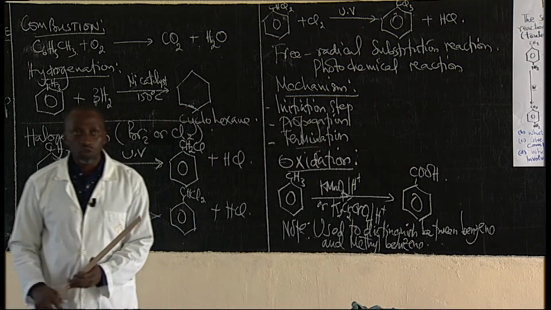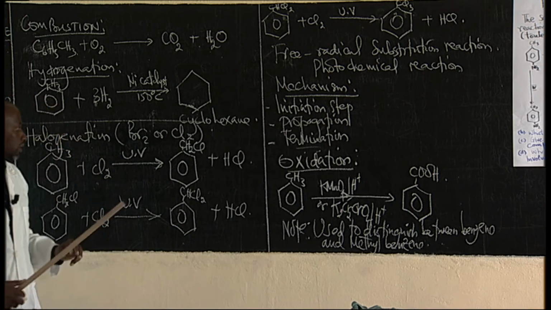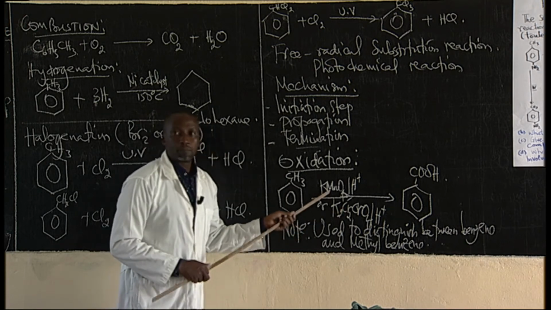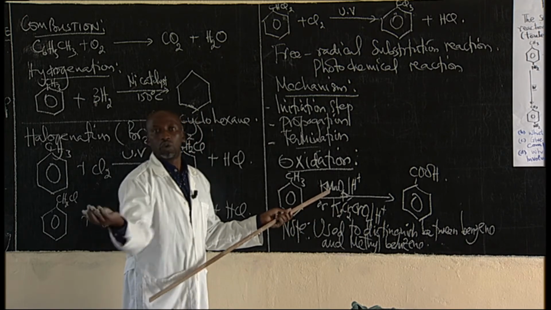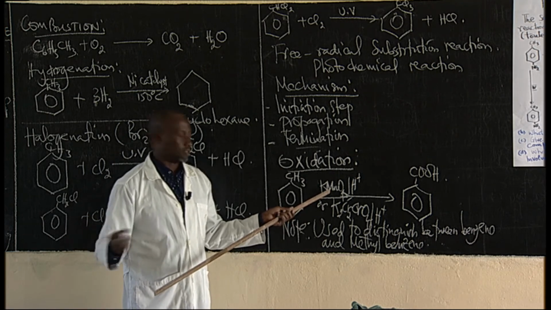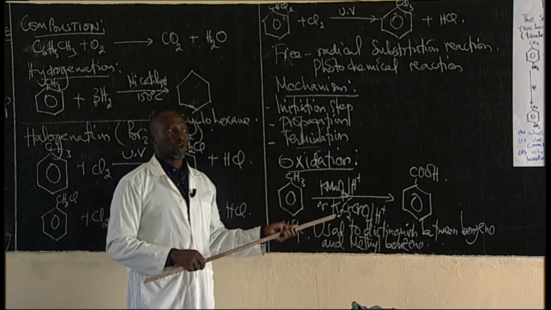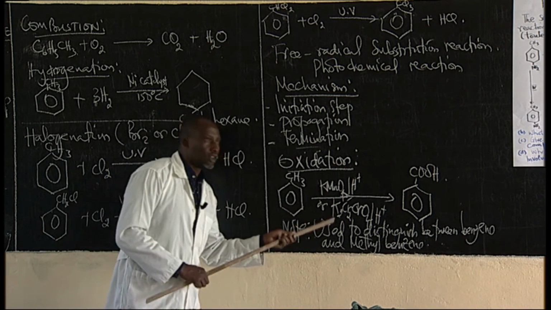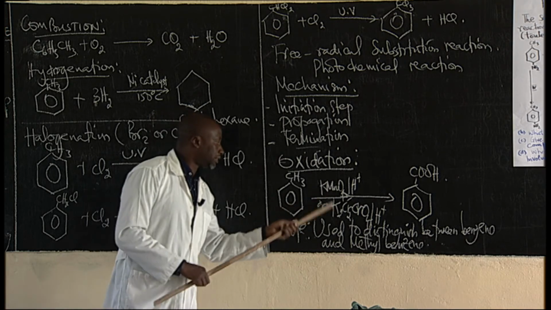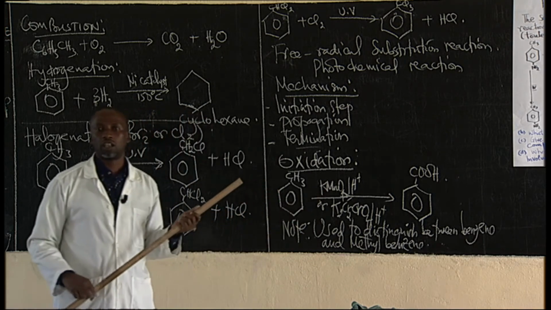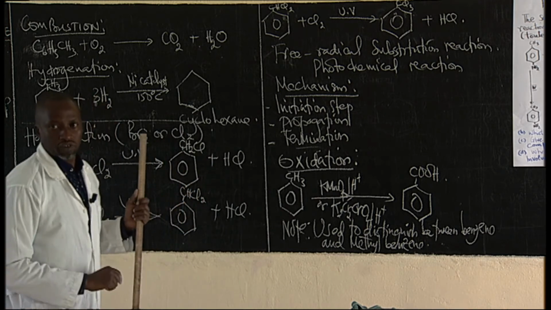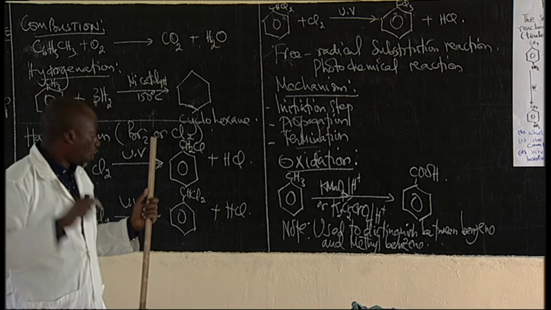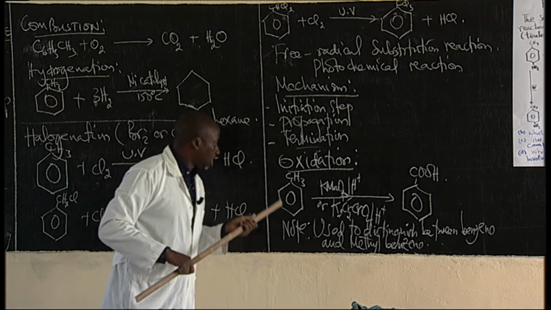How is it used to distinguish between these two compounds? Methyl benzene gives a positive test. Potassium permanganate, which is purple, will turn colorless. Potassium dichromate, which is orange, will turn green. But when these reagents are reacted with the benzene ring, there is no observable change. So that is a very important note to remember.